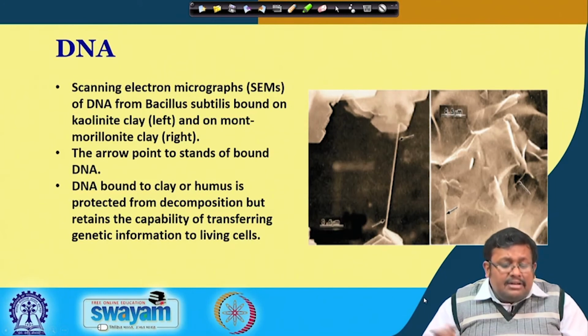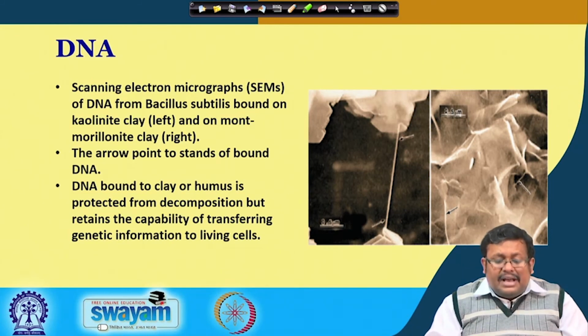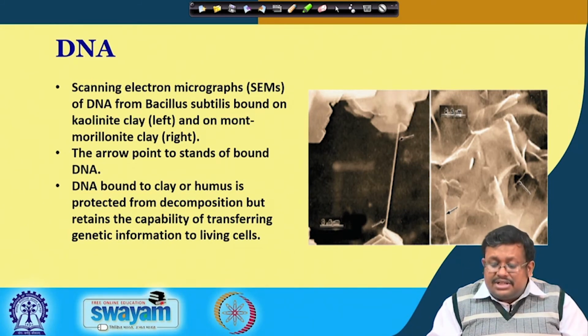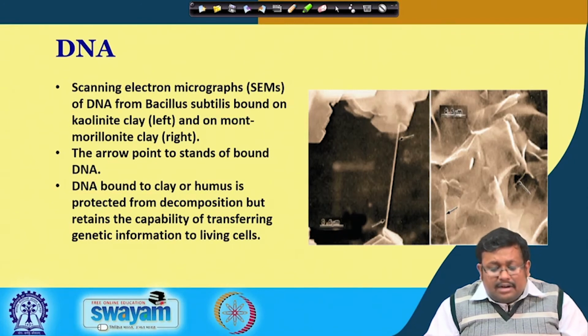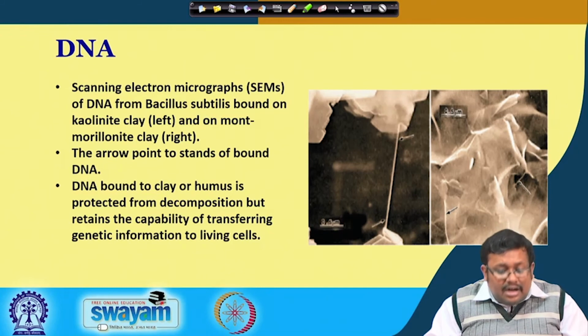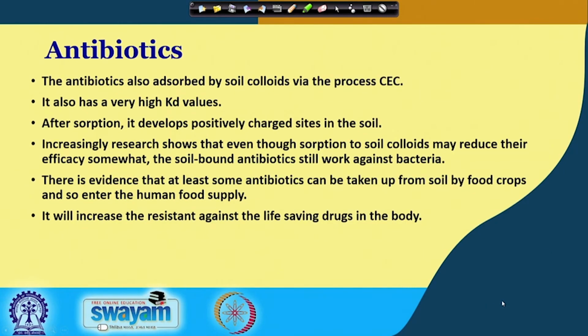Second, let us see DNA. This is a scanning electron micrograph, or SEM image, of DNA from Bacillus subtilis bound on kaolinite clay, which is represented in the left picture, or Montmorillonite clay, which is shown in the right picture. The arrow points stand for the strands of bound DNA. Now, DNA bound to clay or humus is protected from decomposition, but retains the capability of transferring genetic information to living soil. So this is the implication of DNA sorption in the soil.